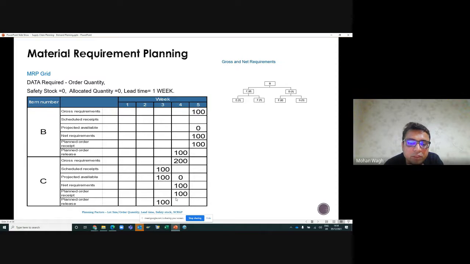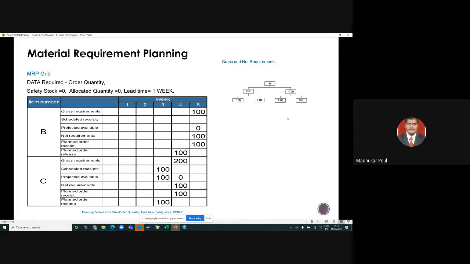So the planner releases the planned order in the earlier week 3, because the production lead time is 1 week, and we will have the planned order receipt of 100. This way, it works for each and every individual item, and on multiple levels. Does everybody understand? Any questions on this? So basically it back-calculates the requirement for each individual item.